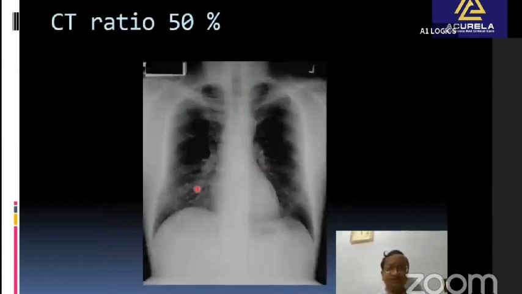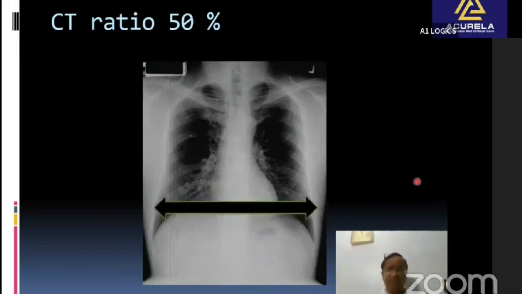Now the CT ratio is 50%. If it is above that, then it is cardiac. We have to be very clear on how to measure this. This is the maximum bulge on the left side. Take the maximum bulge length, then go to the midpoint of the vertebra. Then again, where is the maximum bulge on the heart? Here it is. So we make a plus, and then this plus that should be more than half of the total. Then it is called cardiomegaly.